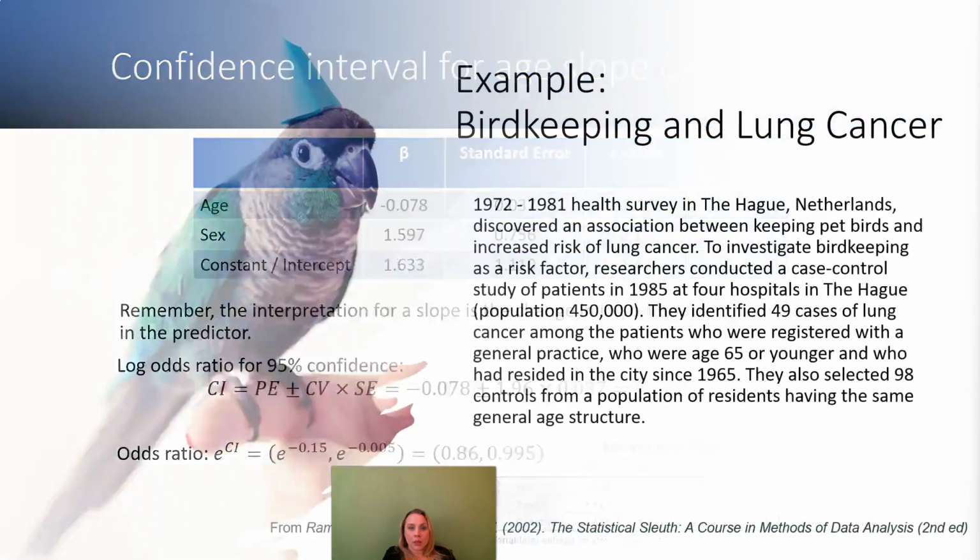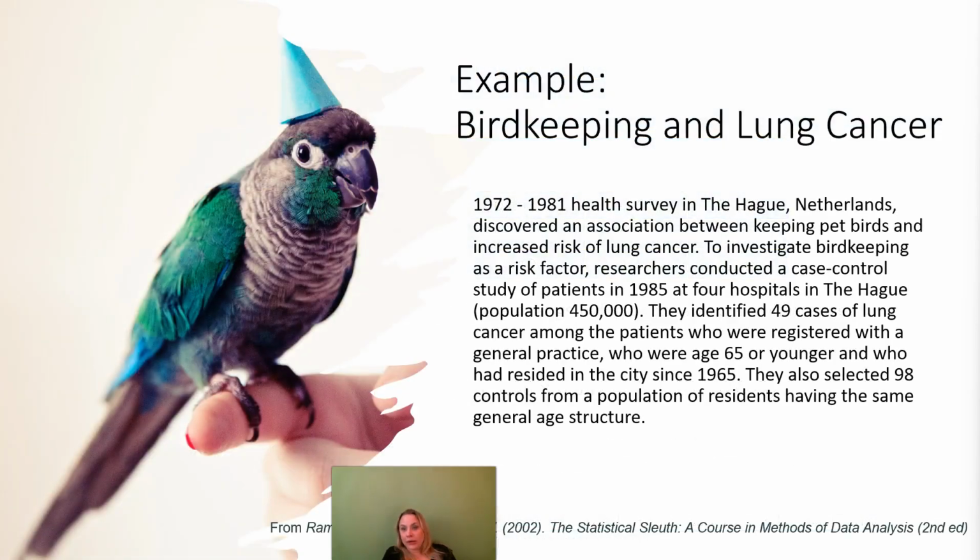Okay, let's look at another example where data collected from the Netherlands is looking at the ownership of pet birds and lung cancer. Here they identified 49 cases of lung cancer among patients who were registered with the general practice, who were age 65 or younger, and who had resided in that city since 1965. They also selected 98 controls from the population of residents having the same general age structure, for a total of 147 observations.